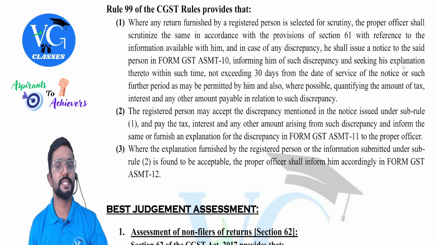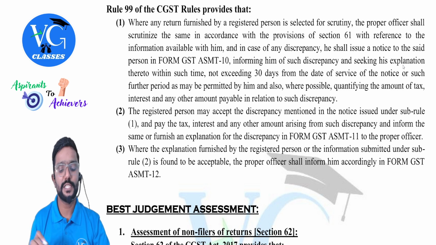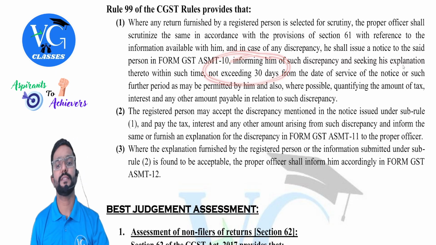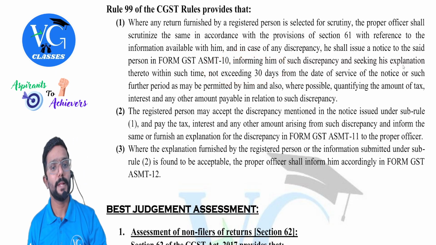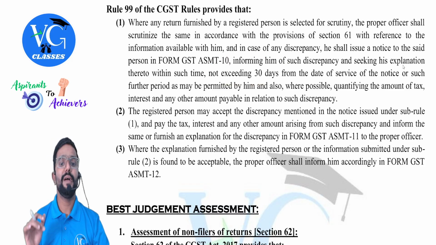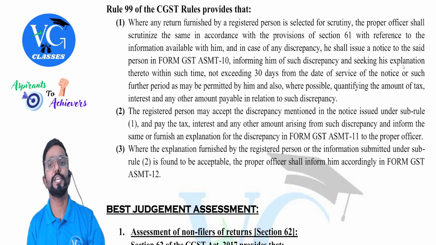And in case of any discrepancy, he shall issue a notice to the said person in form GST ASMT 10, informing him of such a discrepancy and seeking his explanation thereto within such time not exceeding 30 days from the date of service of notice, or such further period as may be permitted by him, and also where possible quantifying the amount of tax, interest and any other amount payable in relation to such discrepancy.